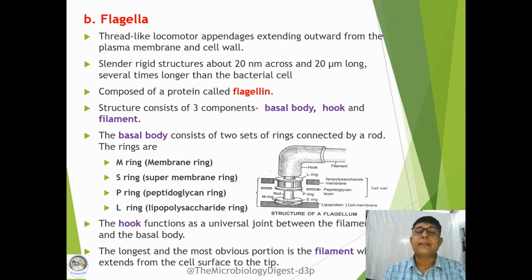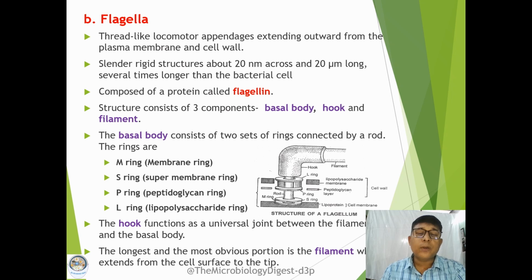In the diagrammatic illustration, you can see this is the filament structure, this is the L-shaped hook, and this is the basal body. The basal body, as depicted in the diagram, has four different rings. These rings are named the M ring, S ring, P ring, and L ring. Specific names, so why have they been named so? The M ring stands for the membrane ring, because this part of the basal body is the structure which is present in the cytoplasmic membrane.